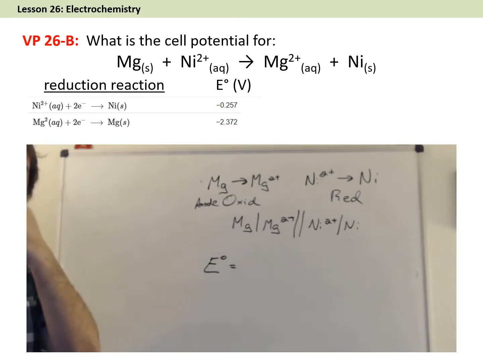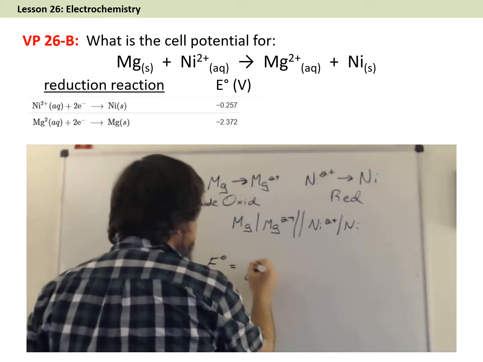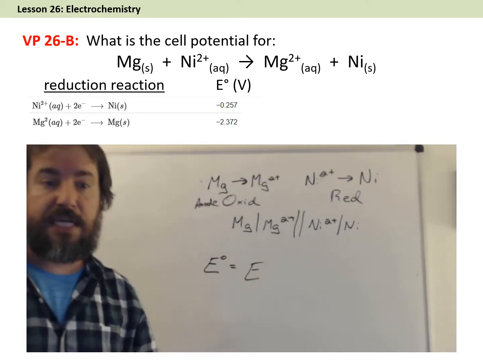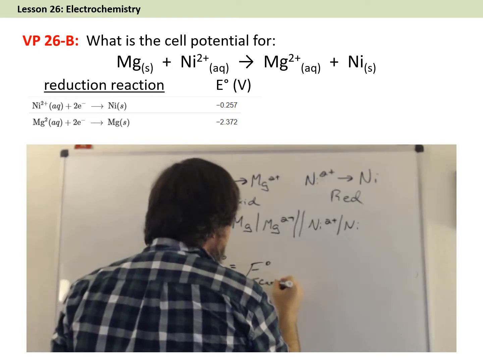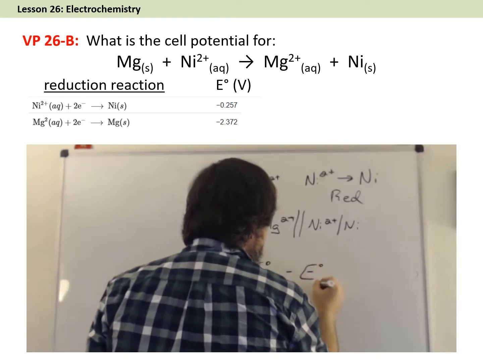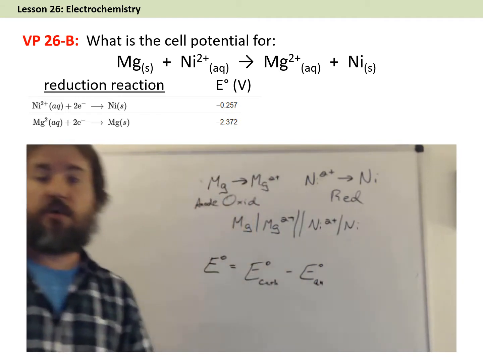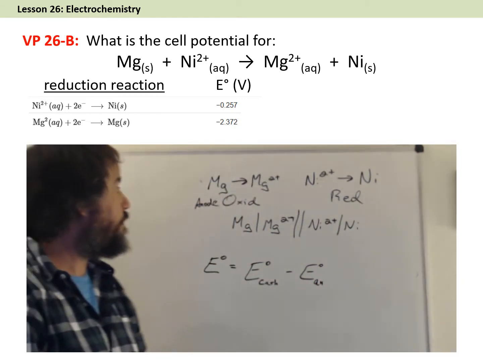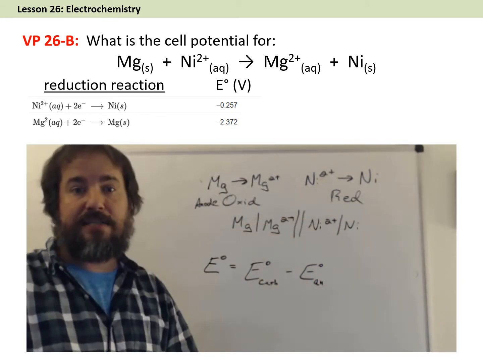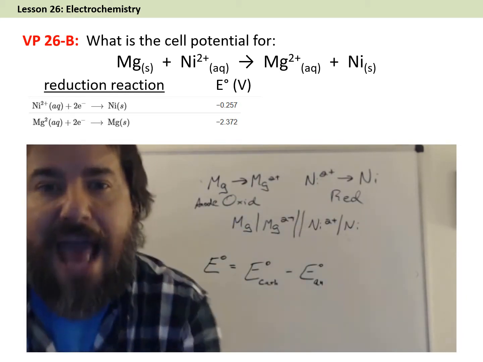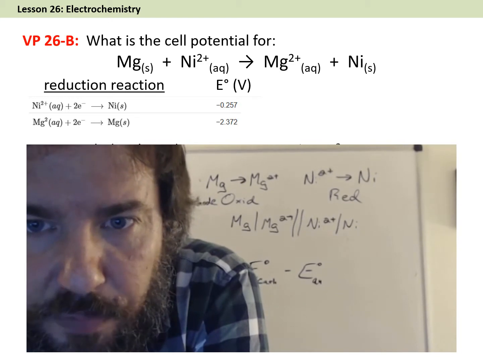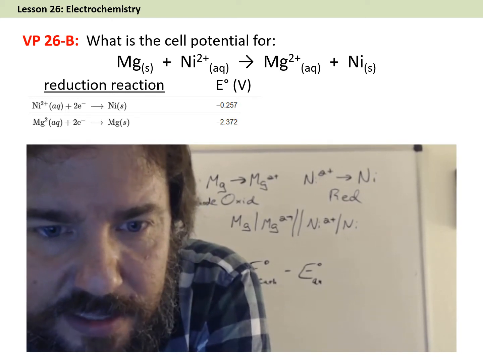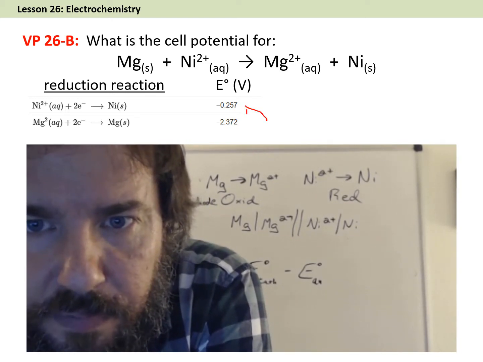All right, but to figure out the cell potential, E naught, we need to take the reduction potential at the cathode minus that at the anode. So which one is the cathode? The cathode is going to be whichever one has the higher reduction potential. In that case, that is the nickel.